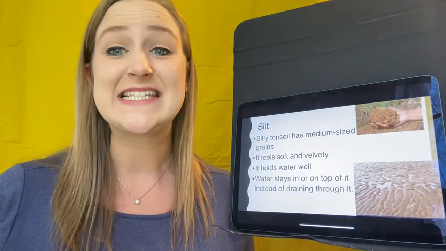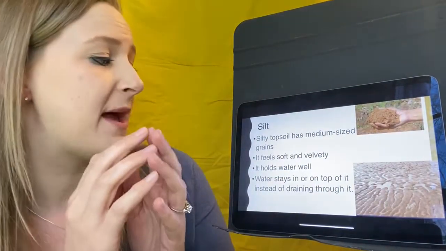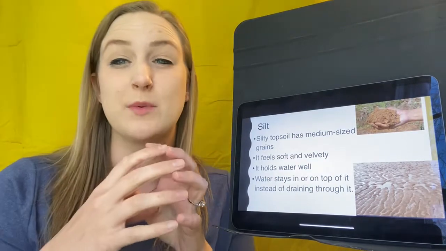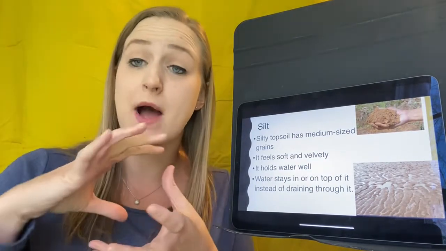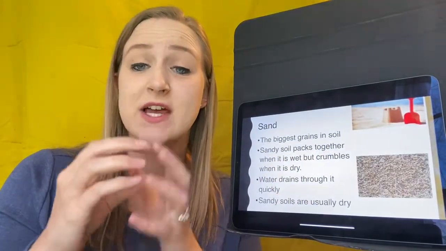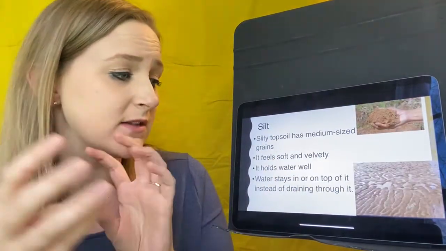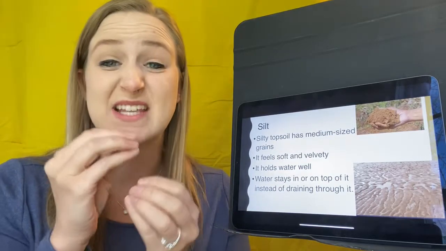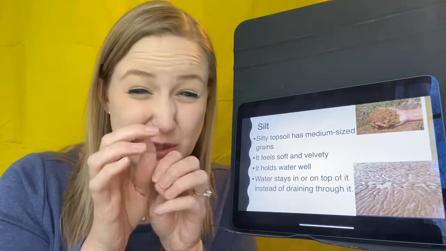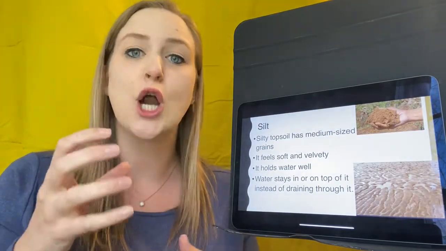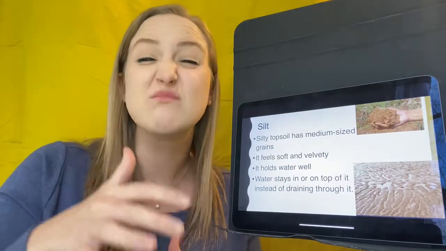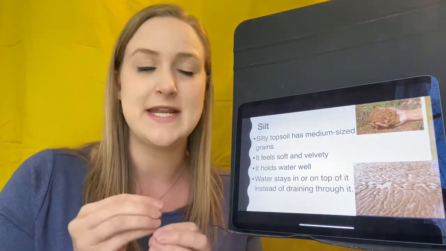Another one is silt. Silt has more medium-sized grains. So we remember with the sand, the pieces are bigger. Sand is actually made up of tiny little minerals and rocks and grains, whereas silt is a little bit smaller. The tiny little pieces that make up silt are a little bit smaller than sand, but still a medium size.